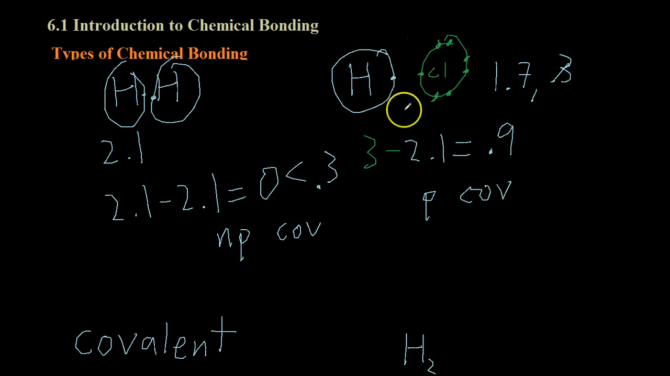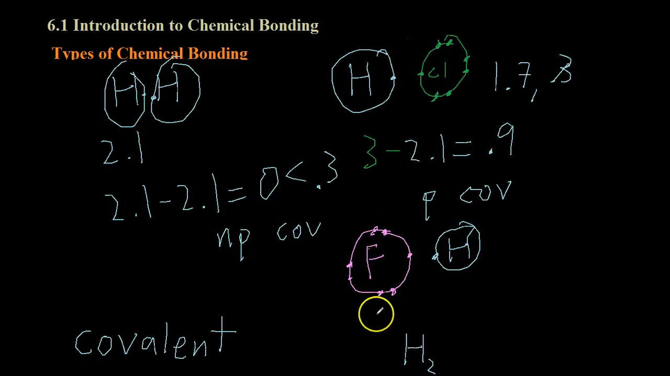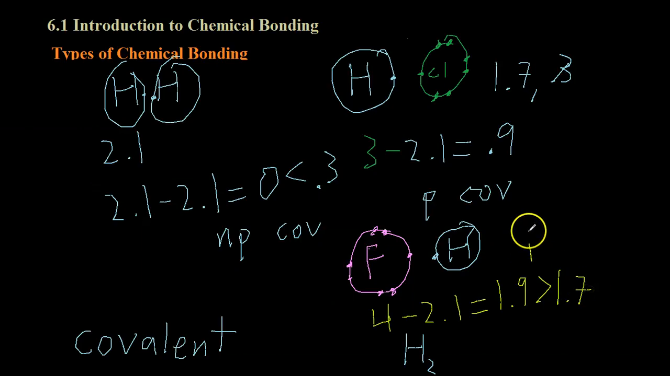And finally, if you had, let's say, fluorine, the most electronegative element, which is also a halogen, so it has 7 electrons in its valence, and hydrogen, which has just the one, you would again take the two electronegativities, in this case 4, which is the absolute max, subtract 2.1, and you would get a difference of 1.9, which is greater than the 1.7 threshold to get an ionic bond.